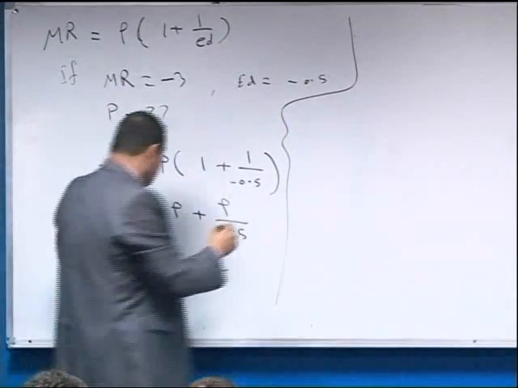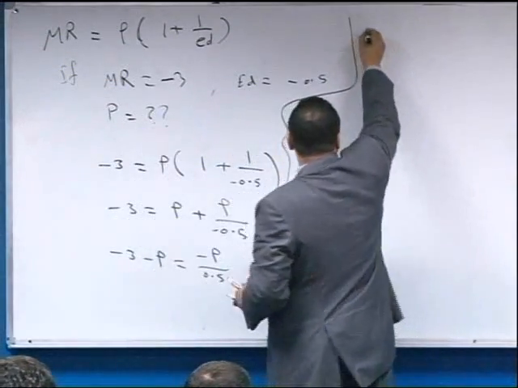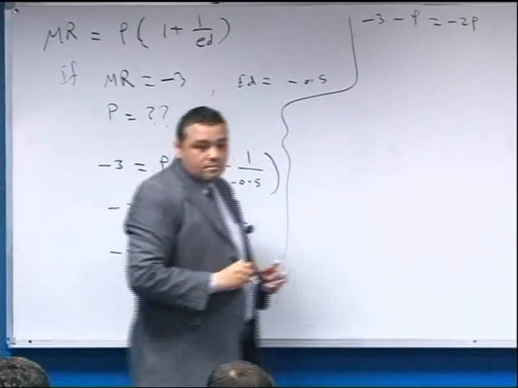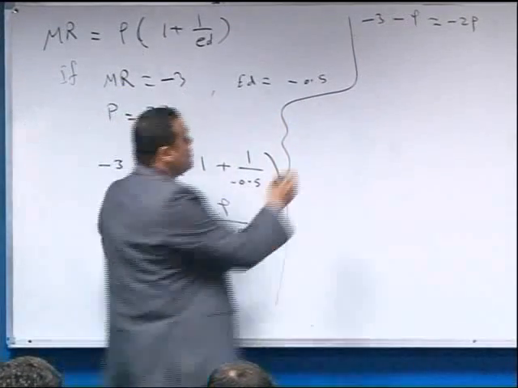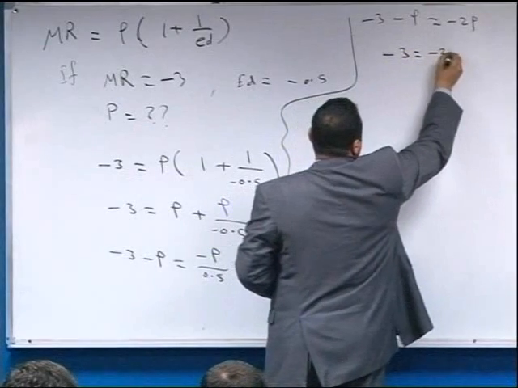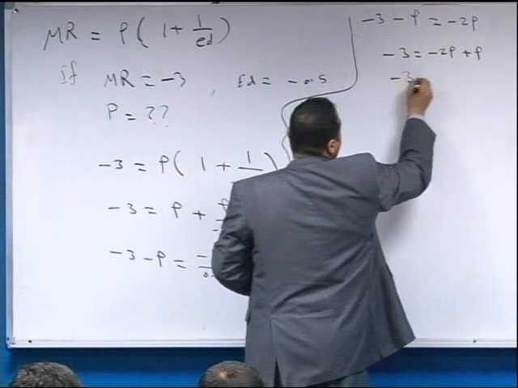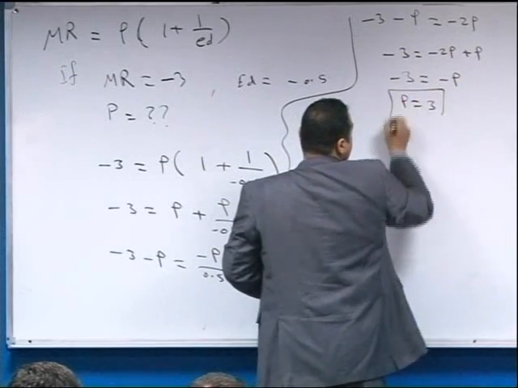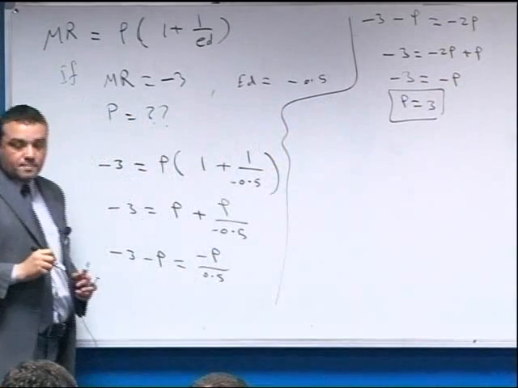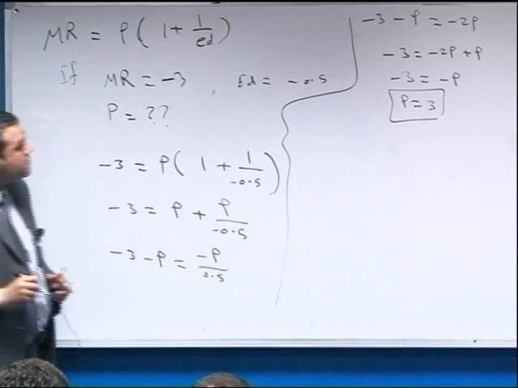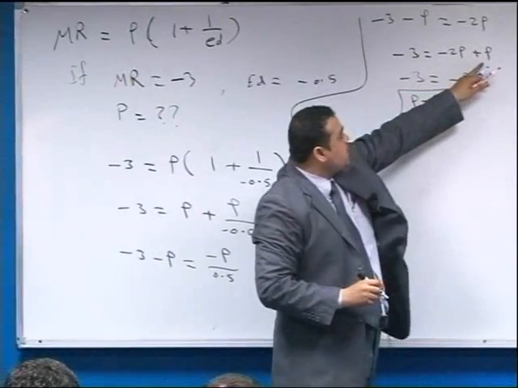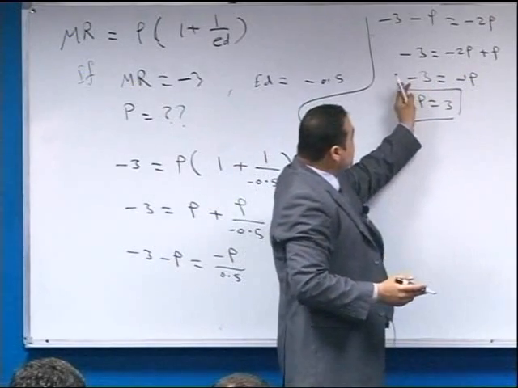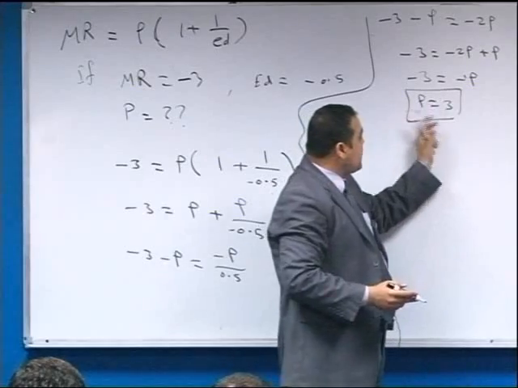So minus 3 minus P equals minus 2P. Right? So minus 3 equals minus 2P plus P. So minus 3 equals minus P. So P equals 3. That's it. Minus 2P plus P is minus P. So minus 3 equals minus P. So P equals 3.